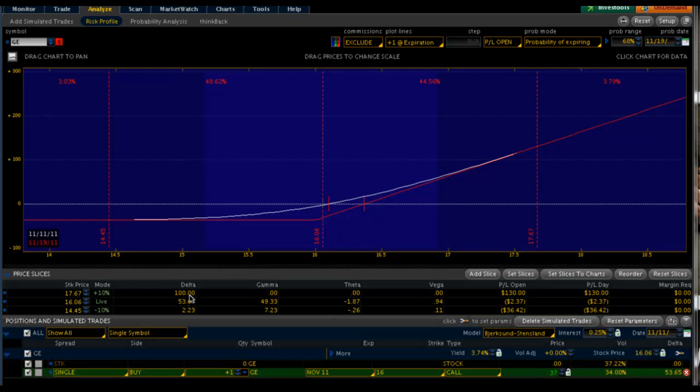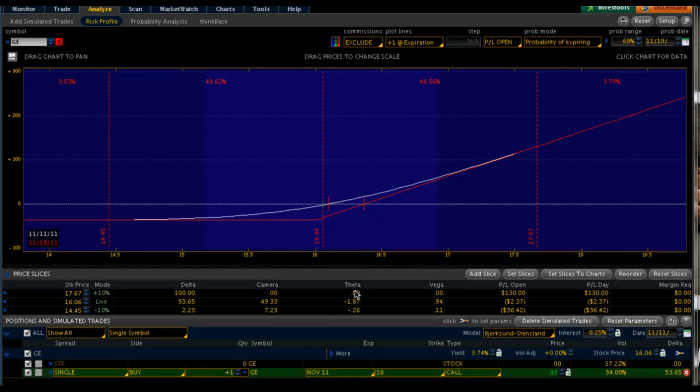So for delta, let's say for every dollar movement up, it's going to go $53 up. Now, here's the one thing you need to understand, which is theta. Theta is the rate of decline due to time decay. Because two things will happen in the market.